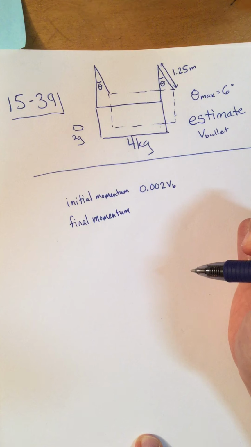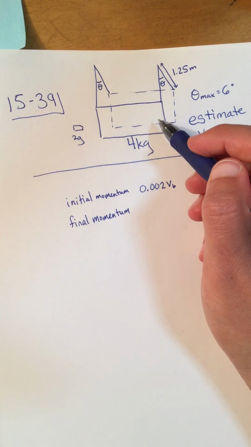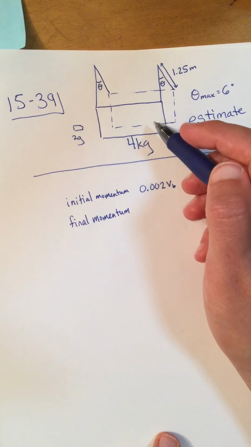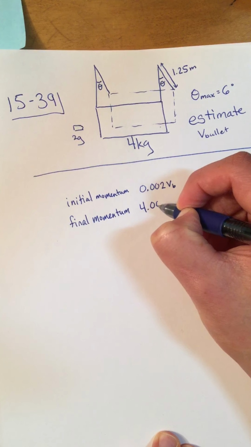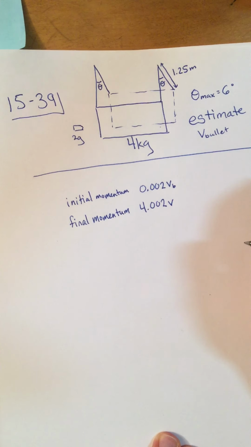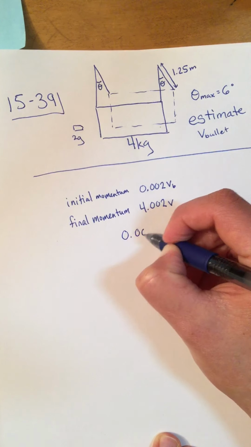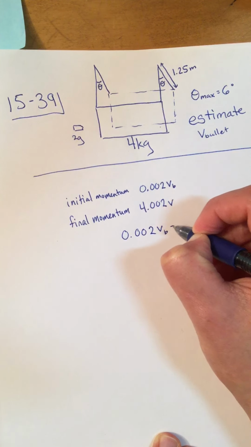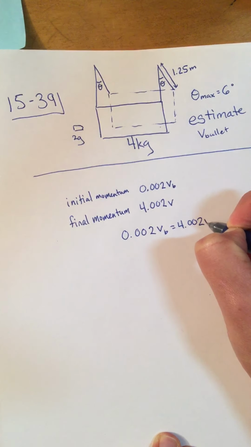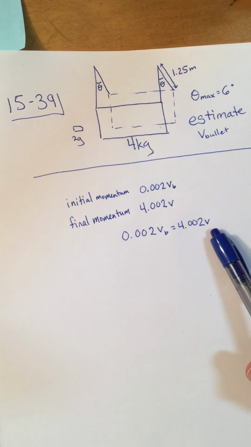Afterwards, the bullet and the block are going to move together, and we're only going to look immediately after when the block is moving in the horizontal direction. This is 4.002 times the velocity of the bullet and the block together. So these two are equal to each other because the impulse is equal to 0. I want the initial velocity of the bullet, but I don't know the velocity that the bullet and the block have right after the bullet strikes the block.